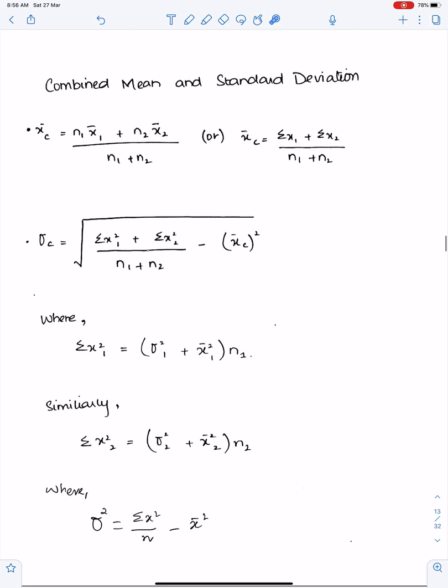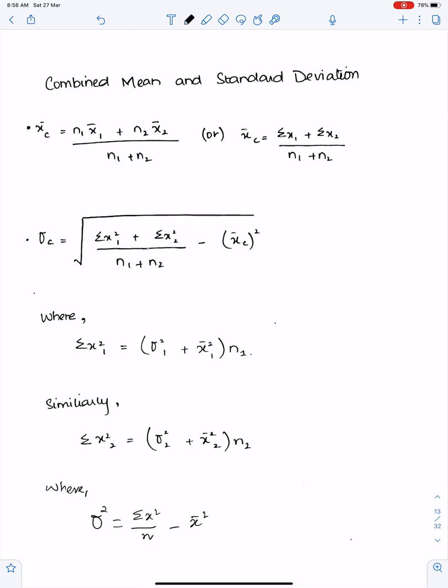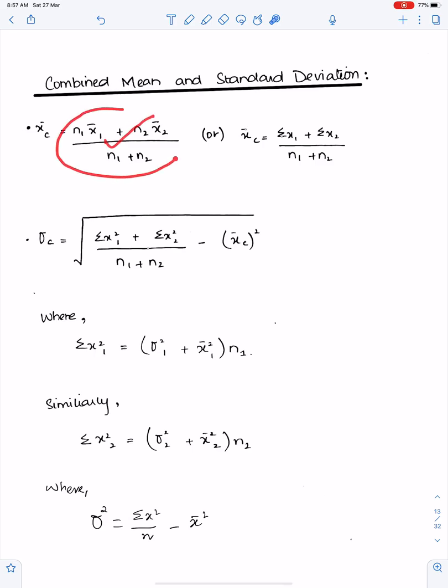Now, the next topic is the combined mean and combined standard deviation. Well, we have two formulae for combined mean. You need to learn these formulas. Either learn this or this. This formula is better. You need to learn this one.